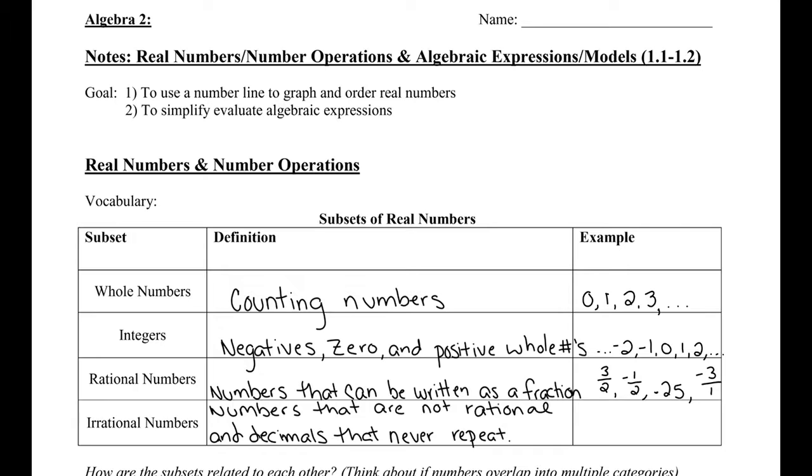Irrational numbers are numbers that are not rational and decimals that never repeat. For example, the square root of 2 or pi.